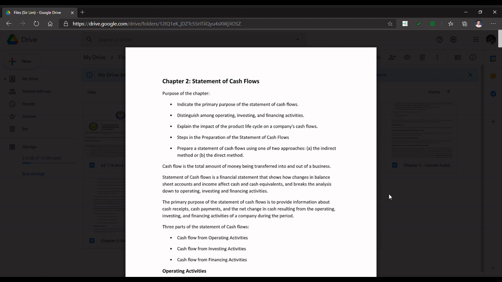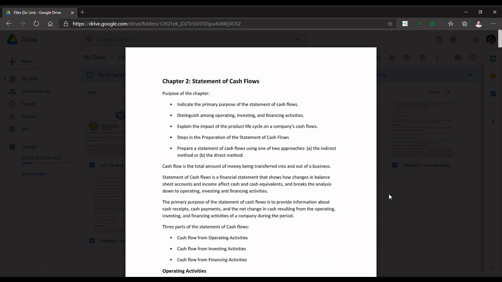Cash flow is the total amount of money being transferred into and out of a business. Statement of cash flows is a financial statement that shows how changes in balance sheet accounts and income affects cash and cash equivalents and breaks the analysis down to operating, investing, and financing activities. The primary purpose of the statement of cash flows is to provide information about cash receipts, cash payments, and the net changes in cash resulting from the operating, investing, and financing activities of a company during the period.